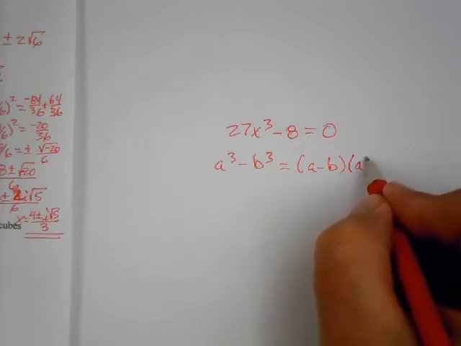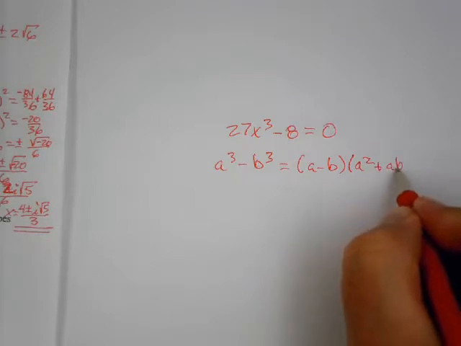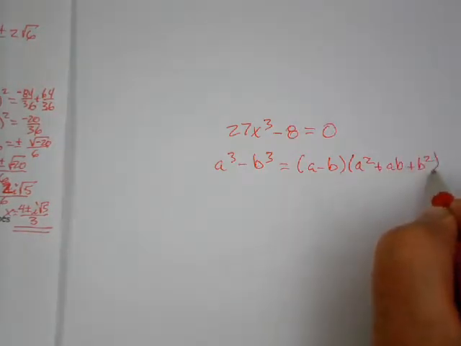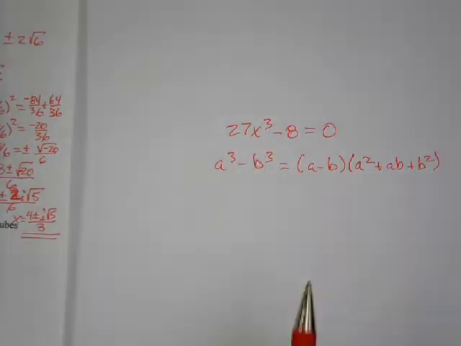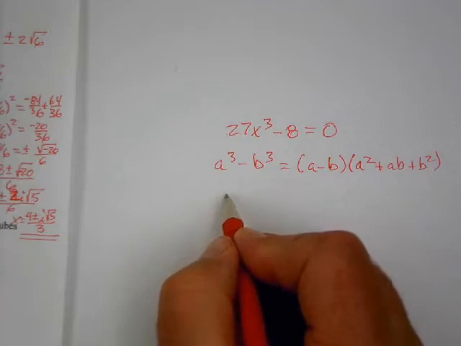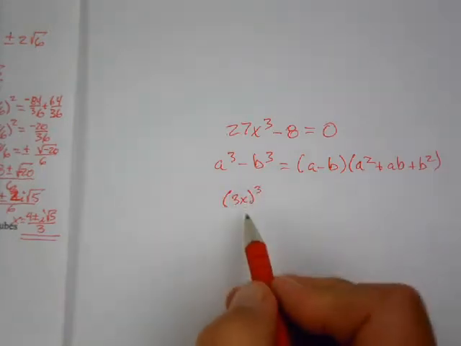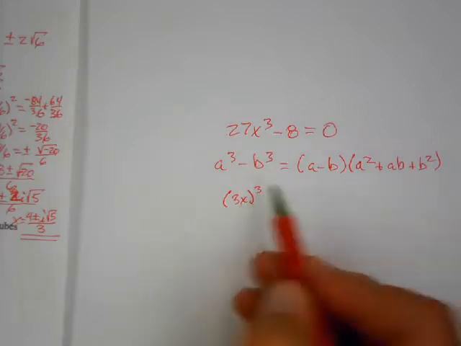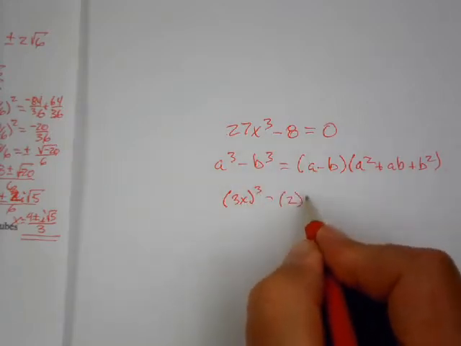That's my general form. Now, if you're not sure, you can always switch it out. So 27, it turns out, is 3 cubed. And of course, x cubed is x cubed. And 8 is 2 cubed. So my a is 3x in this case, and the b is 2.